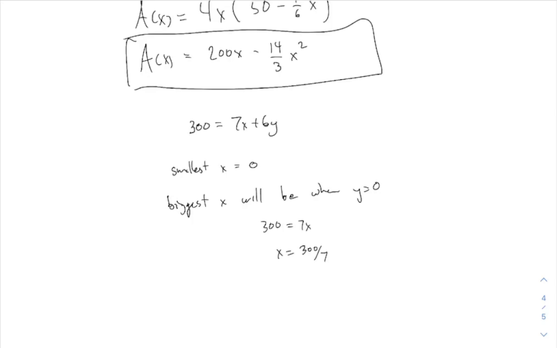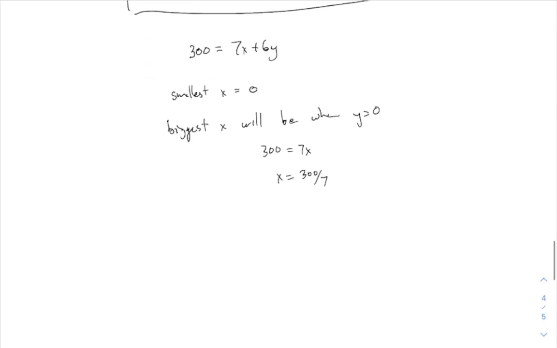All right. So let's make the interval. But anyway, this number is not really important because when the y is 0, I know the total area is going to end up being 0 anyway. So whatever this number is, I'm not actually going to have to calculate it. So the interval is 0 to that number, 300 over 7.